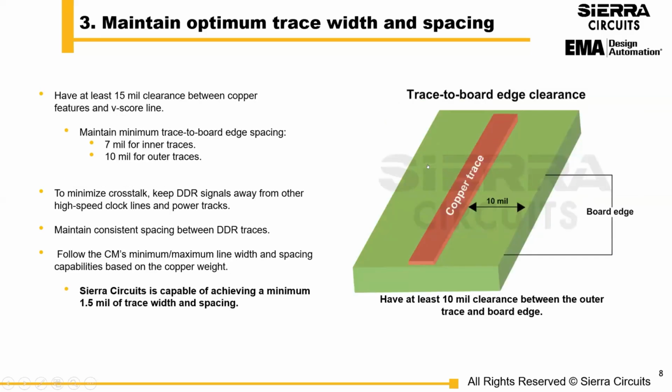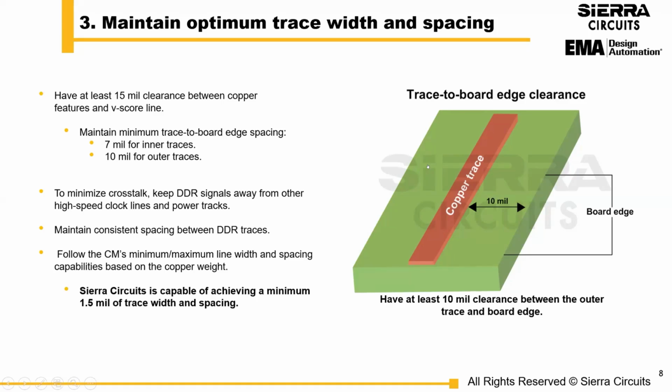Next is to maintain optimum trace width and spacing. When it comes to trace routing, inadequate trace to board edge spacing might expose the outer conductor to external corrosion. Incorrect conductor spacing might also result in inaccurate etching and short circuits. So we have listed a few key design practices over here to prevent these issues.